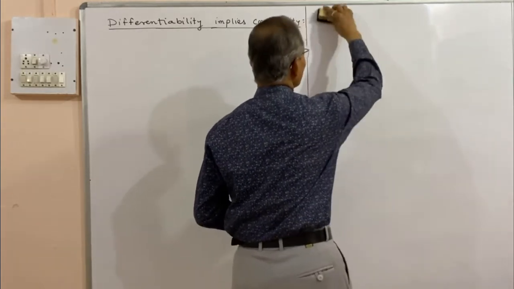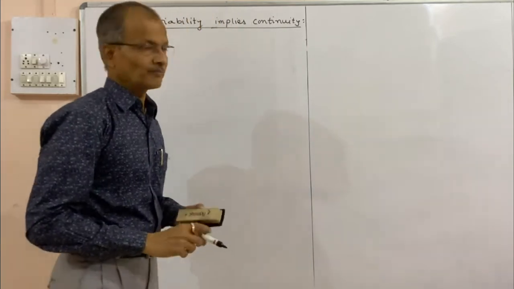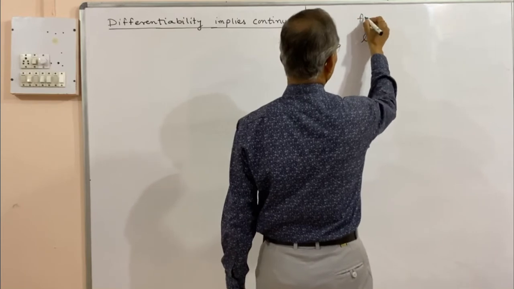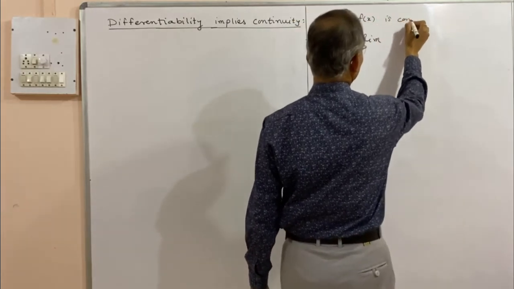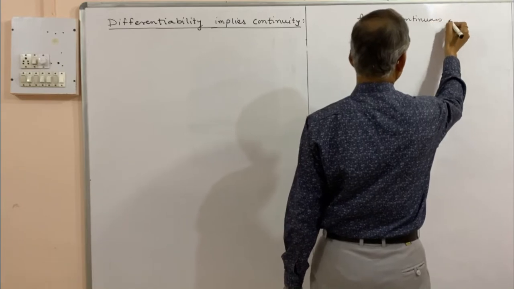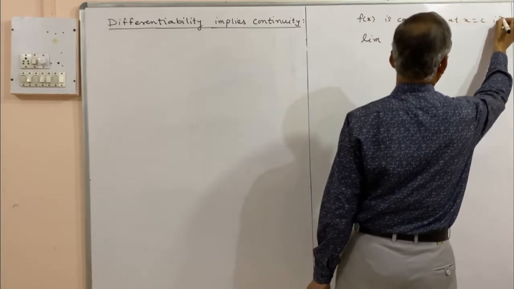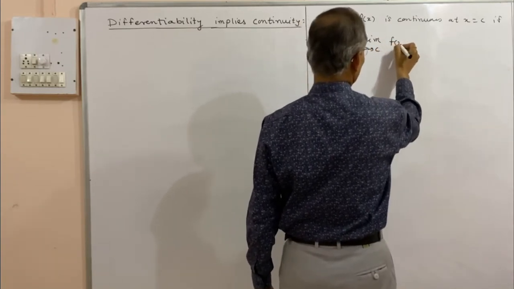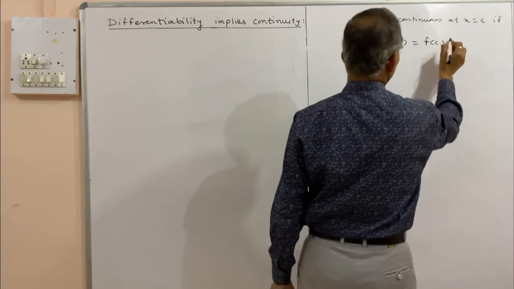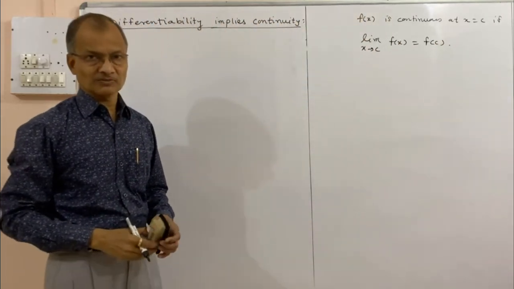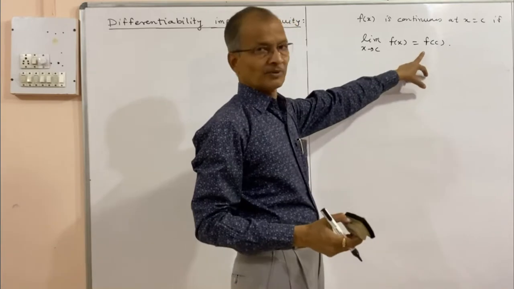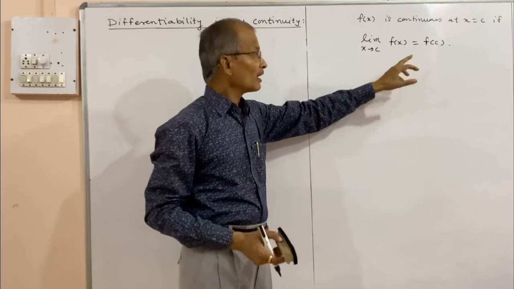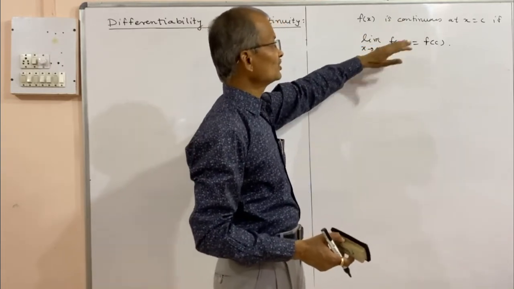So f(x) is said to be continuous at x is equal to c if limit x tends to c of f(x) is equal to f of c. This is the simple definition of continuous function. Limit is equal to the value of the function. Limit of f(x) as x tends to c, the point may be c or a, is equal to f of c. Then the function is said to be continuous.